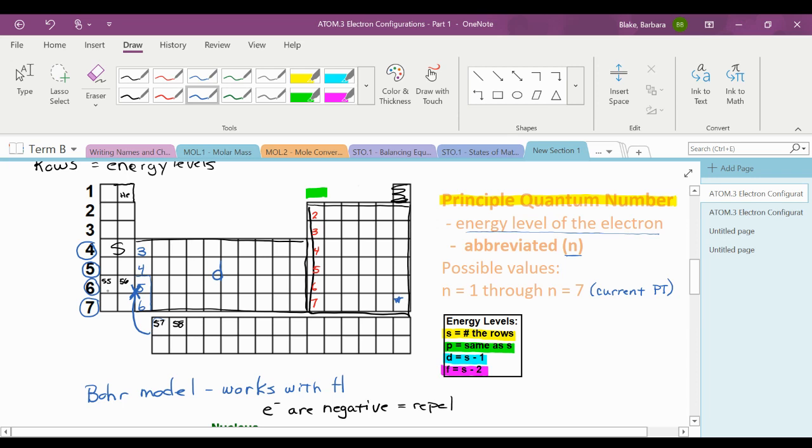So what do I know? Well, my f will fit in my 6 energy level, but 6 minus 2 is going to leave me with a 4f. And this one is 7 minus 2, which leaves me with a 5f.